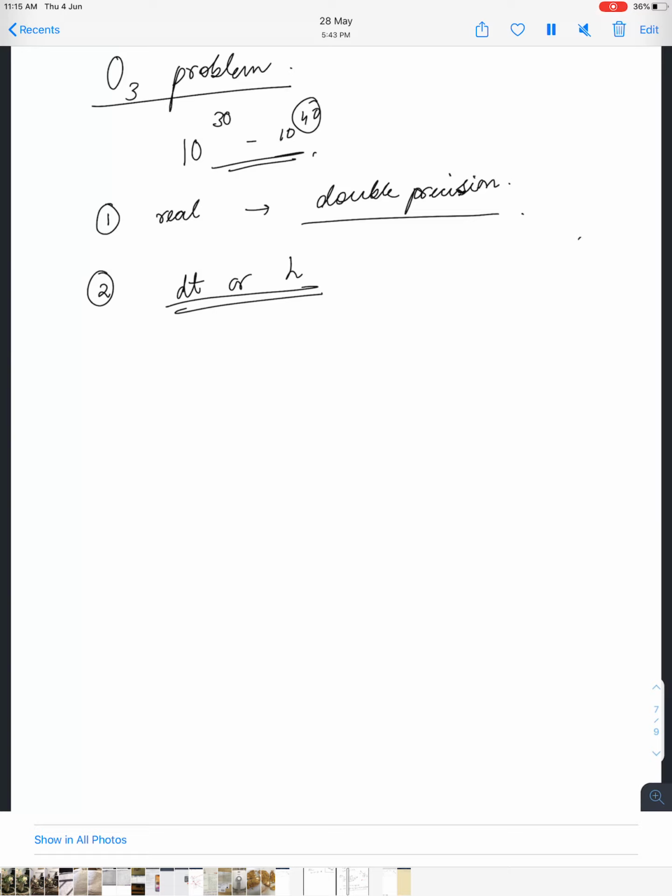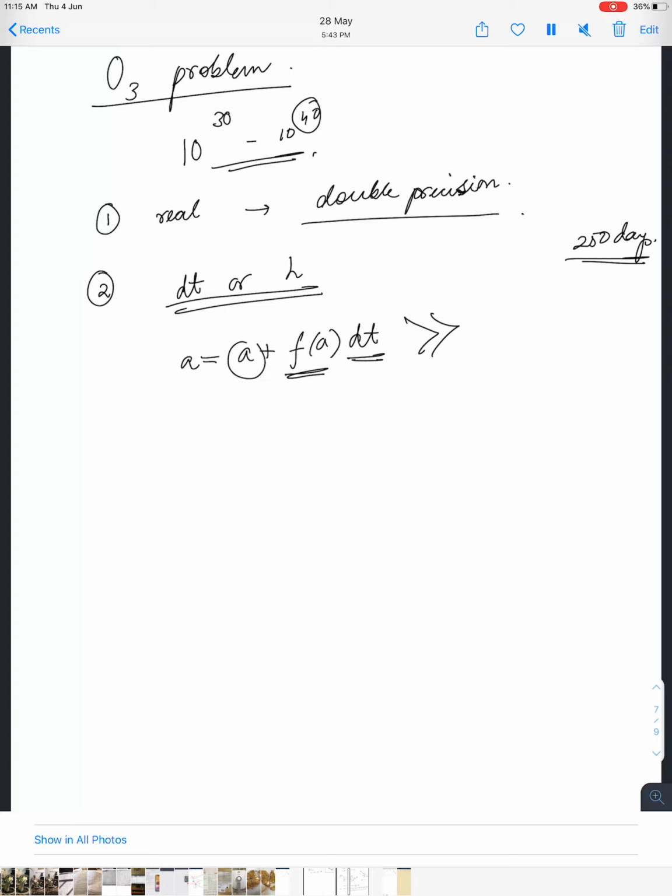Now this dt or h, how do we take it? Now we have, I asked you to calculate up to 250 days, right? So suppose, now a is equal to a plus fa dt. Let's consider simple Euler. You can also do it by Runge-Kutta. Now this dt, if it is large, what is going to happen?